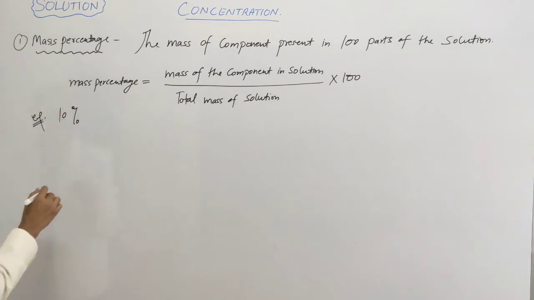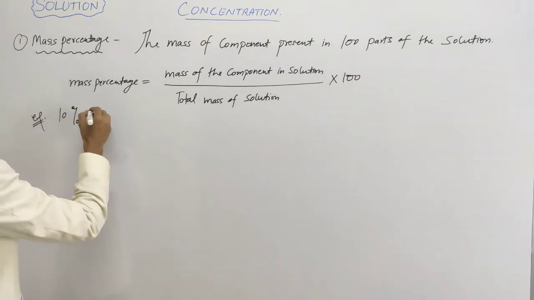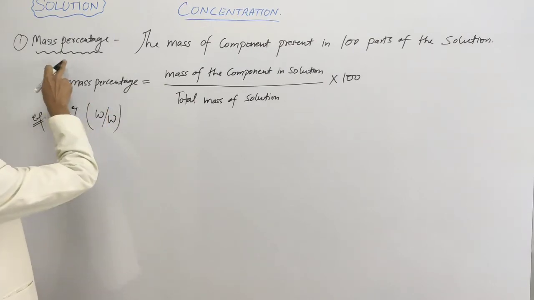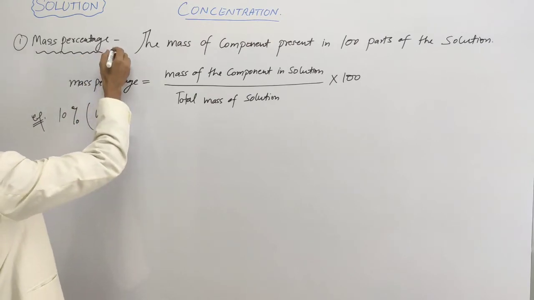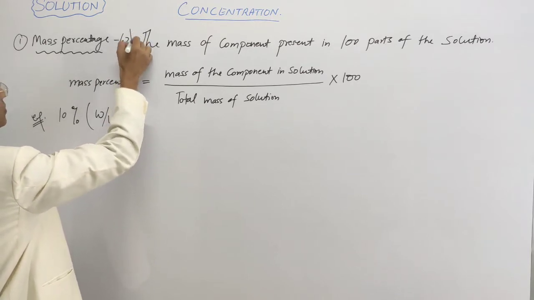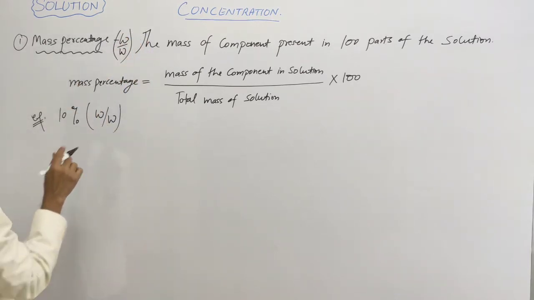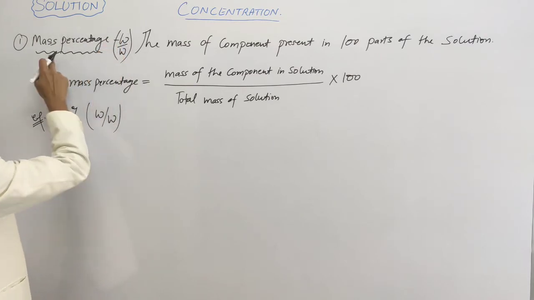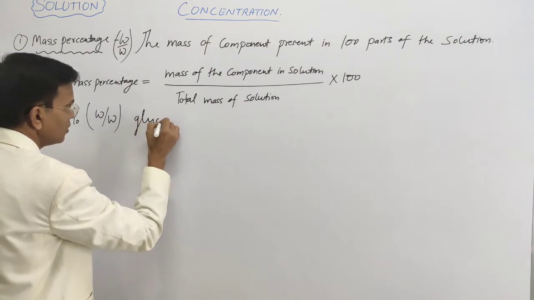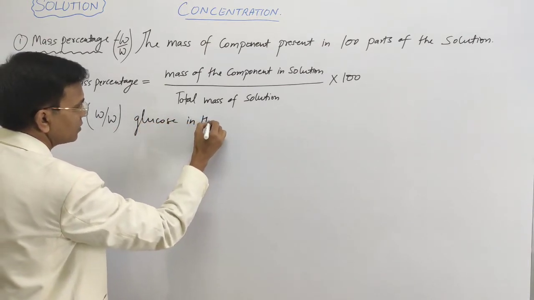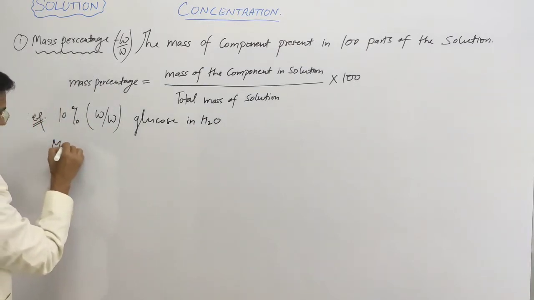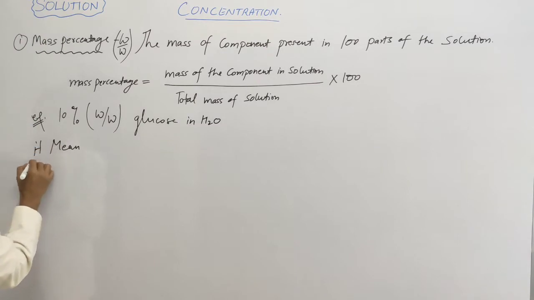So here the example of this mass percentage is, for example, 10% glucose in water, 10% weight by weight, because mass percentage is indicated as W by W, weight by weight. So 10% weight by weight glucose in water. Suppose this is written. So what does it mean?